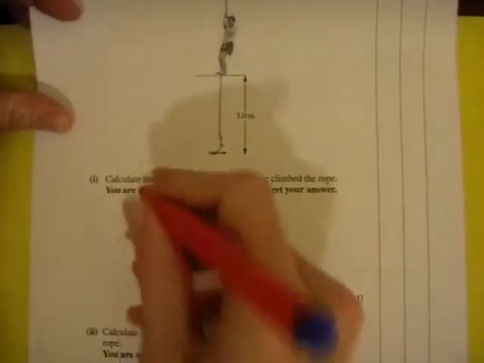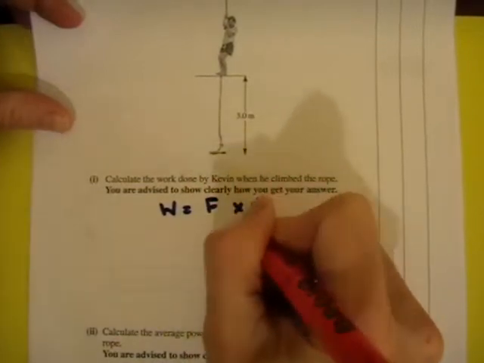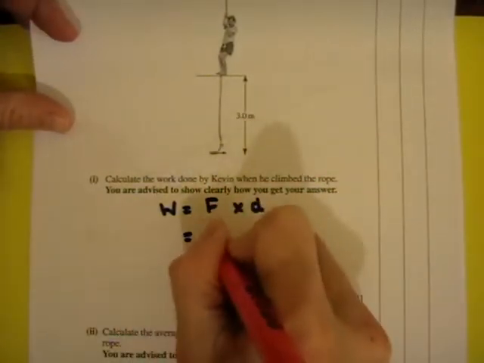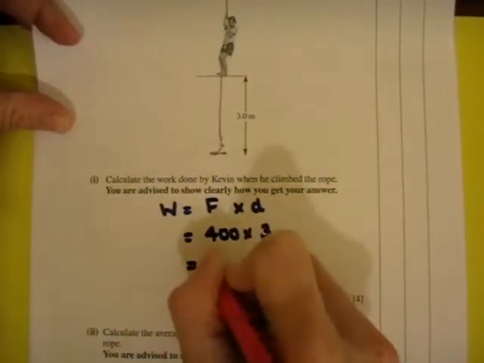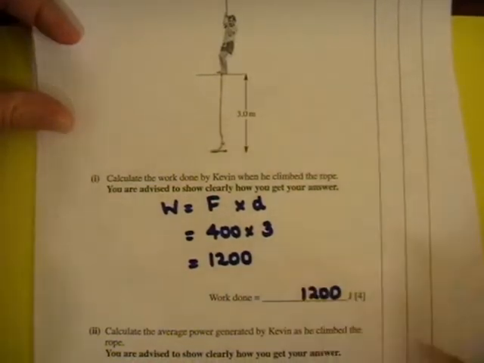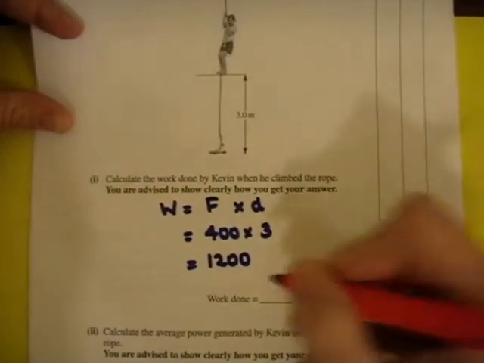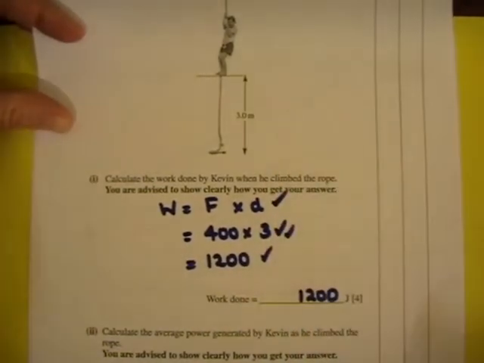So, work done is force by distance, and the force that he's moving there is his weight, and you're already told his weight is 400 newtons, and the distance he's moving is 3 metres, and that's going to give you 1200 joules. And so there's a mark there for your answer, 2 marks for your working out, and 1 mark for your equation.